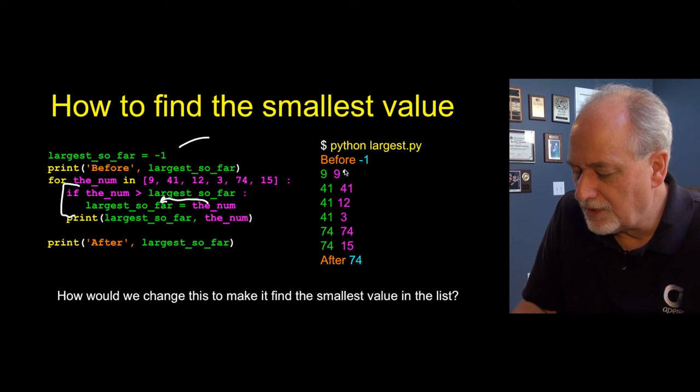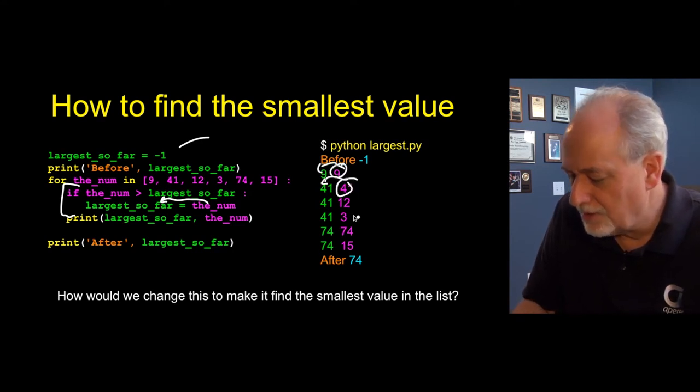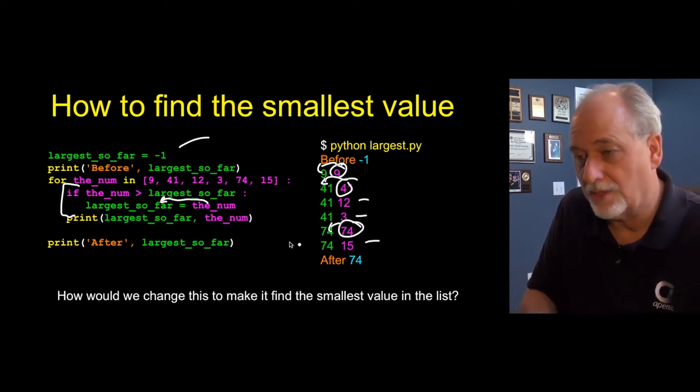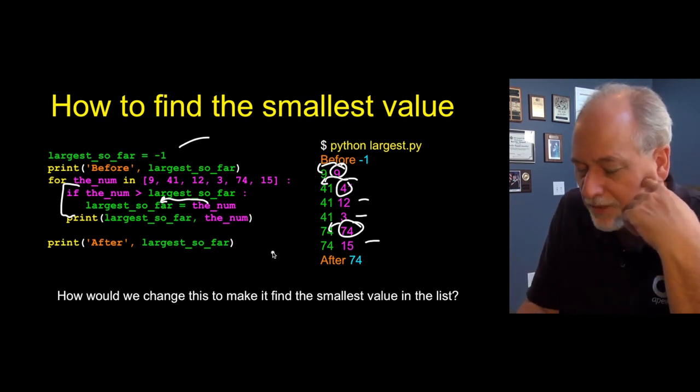So when we see 9, it's better, we capture it. We see a 41, it's better, we capture it. We don't capture this, but we capture the 74, and we don't capture the 15, and that's how we do it. So you could think of this as better.